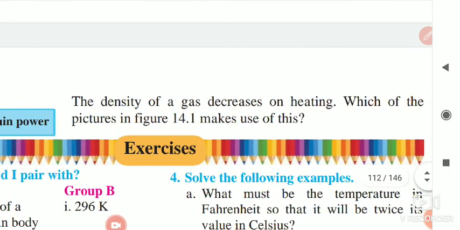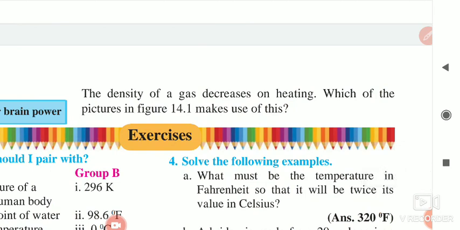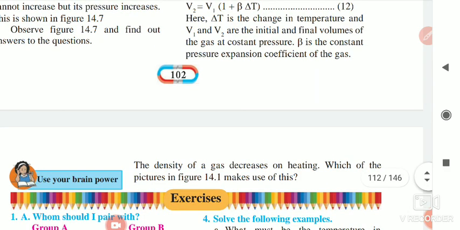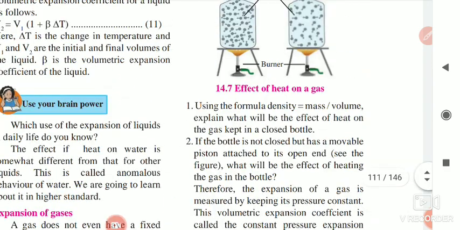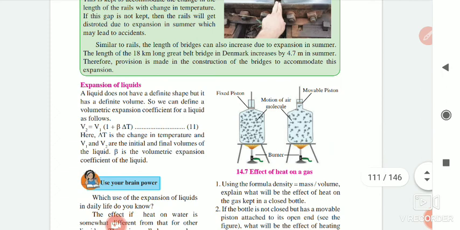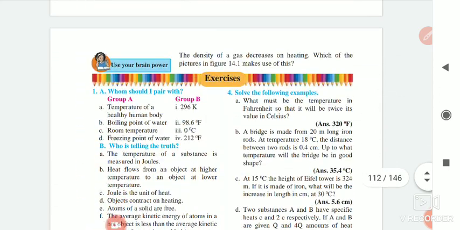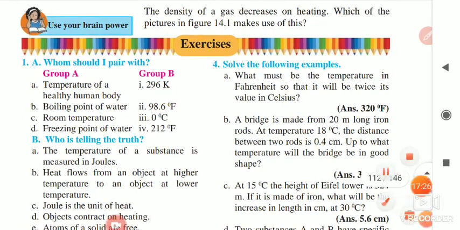One more question is given here: the density of gas decreases on heating, which of the pictures in 14 makes use of this? You have to think about it because it is a use-your-brain-power question. If you have any doubt, ask me and I will answer. Your work is to note down all the use-your-brain-power questions and can-you-tell and can-you-recall questions from this lesson. Complete the exercise, solve the examples, learn the formulas. Okay, today we are going to stop here. Thank you and have a good day.